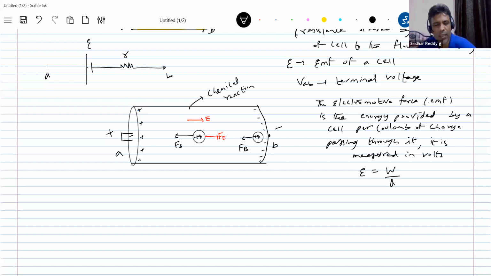Go back to electrostatics. Work done per unit charge. How do you define any quantity like that? Potential, no? So what should be the unit of this EMF? The EMF unit will be volt. That's why it has come as volt.